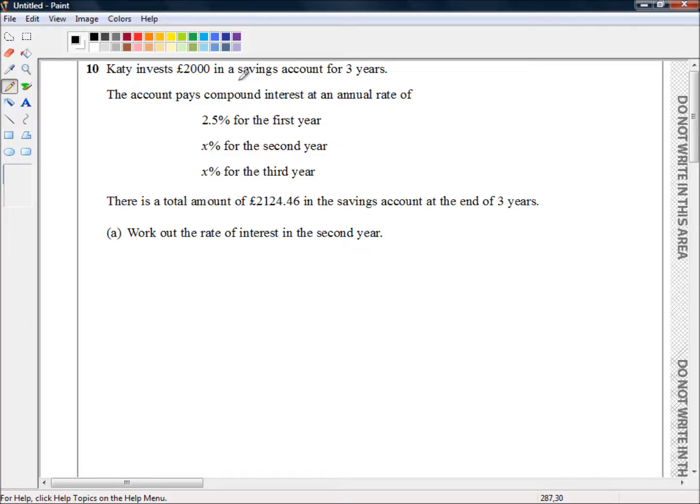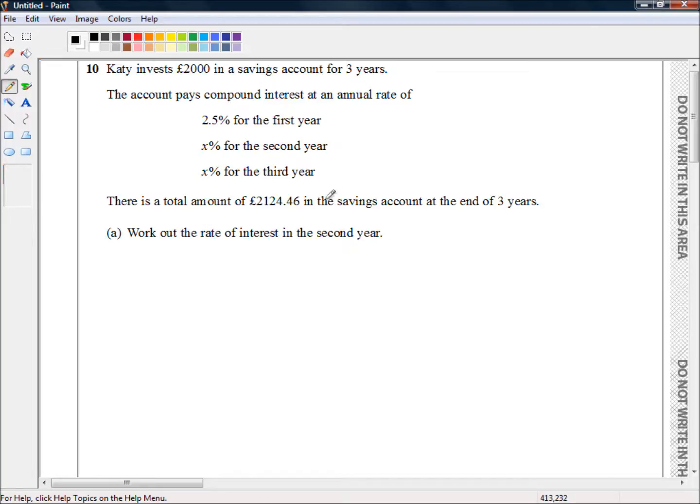Katie invests £2,000 in a savings account for 3 years. The account pays compound interest at a rate of 2.5% for the first year and X% for the second and third year. There is a total amount of £2,124.46 in the savings account at the end of 3 years. Part A says work out the rate of interest in the second year.